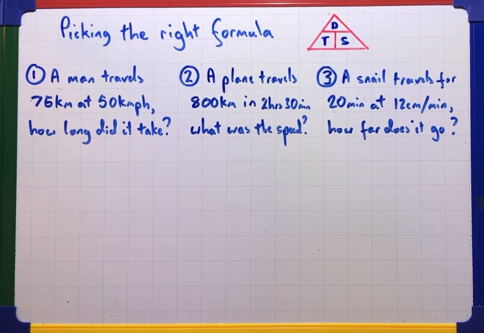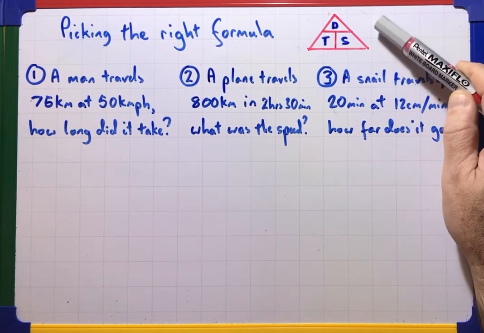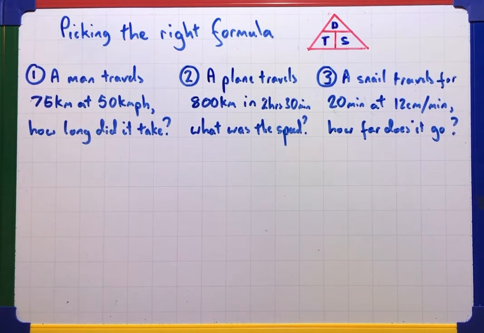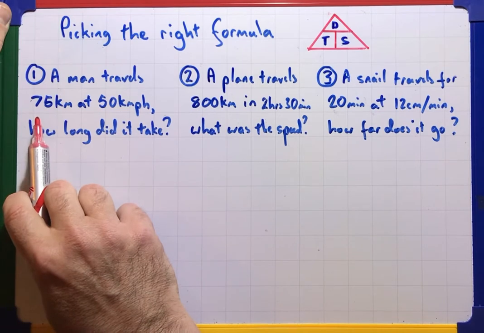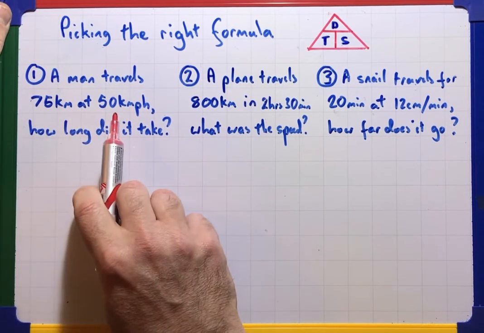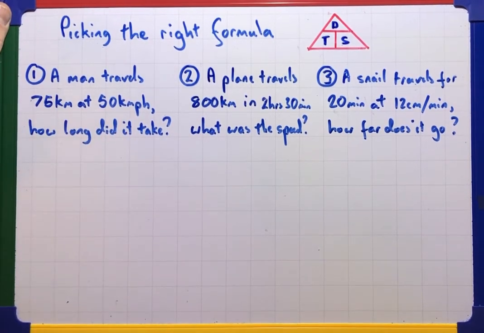Okay, this is the final bit on speed, time and distance this week, which is picking the right formula. Now, I would like you to have a look at this formula triangle here. That's what we're going to use to pick the right formula. So if we looked at this one, okay, a man travels 75 kilometers at 50 kilometers per hour. How long did it take?